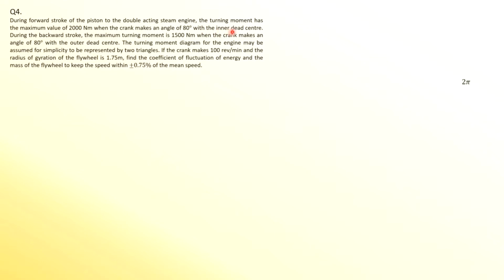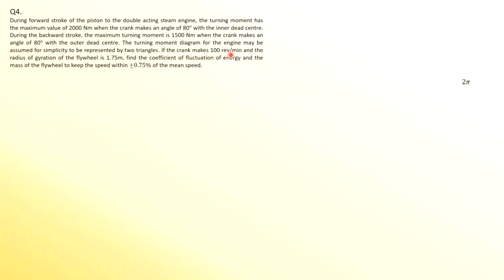Now with the inner dead center. Now during the backward stroke, the maximum turning moment is 1500 Newton meter when the crank makes an angle of 80 degree with the outer dead center. Now the turning moment diagram for the engine may be assumed for simplicity to be represented by two triangles.